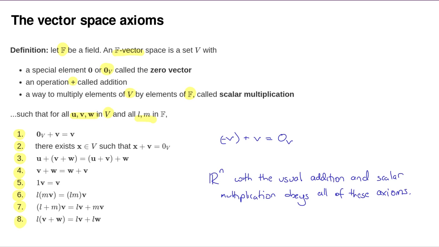You have to give the zero vector, you have to say what that is, and you have to describe the operations of addition and scalar multiplication. So that's quite a lot of information which is needed to define a vector space. Let's look at some simple examples now of vector spaces which we're already familiar with.